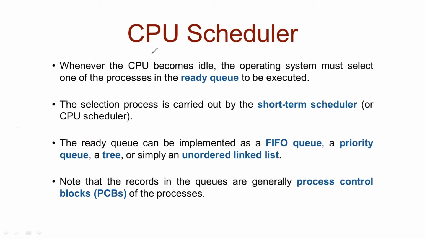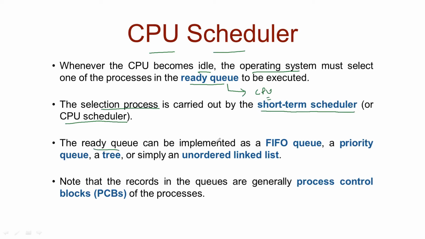Now let's discuss the CPU scheduler. Whenever the CPU becomes idle, it means the process that the CPU was executing has gone into waiting state. It needs some input output. Then the operating system will select some process from the ready queue, right? And it will allocate that process to the CPU, right? This selection is done on the basis of some criteria, and it is carried out by the short-term scheduler. This scheduler is also known as the CPU scheduler.